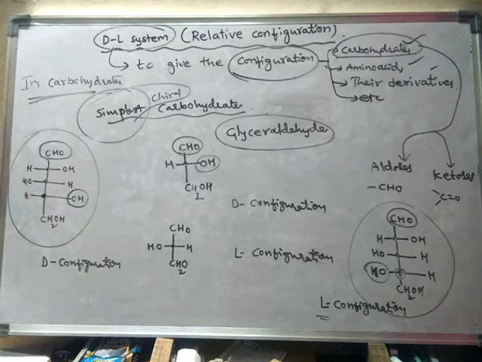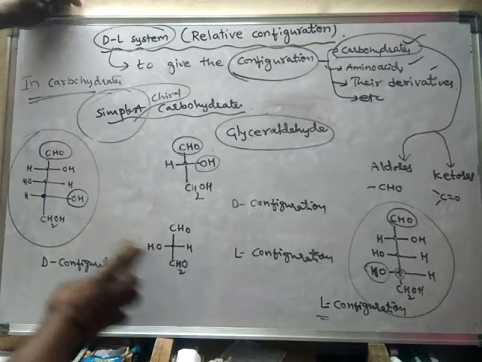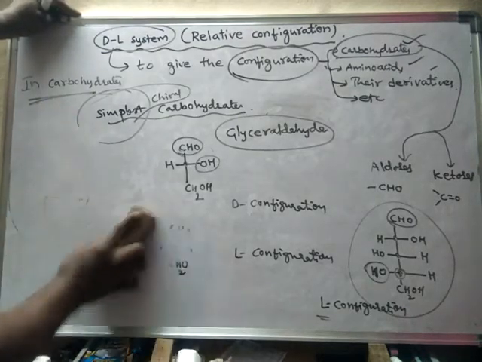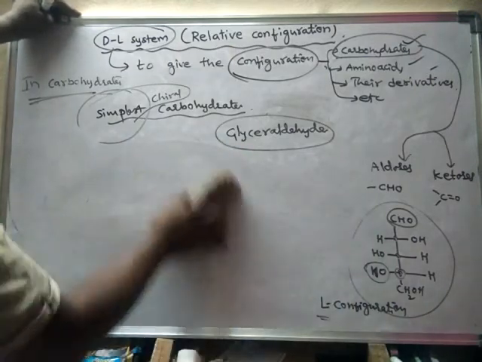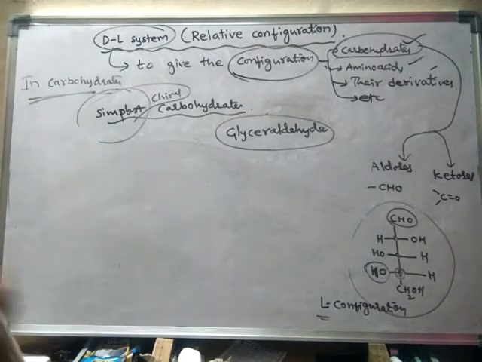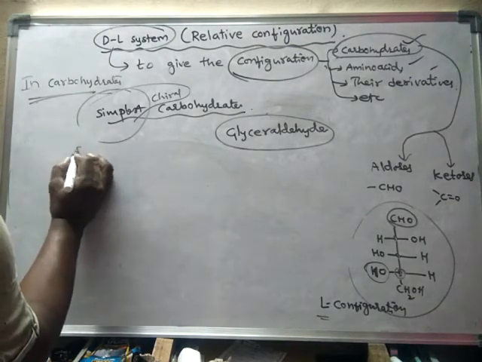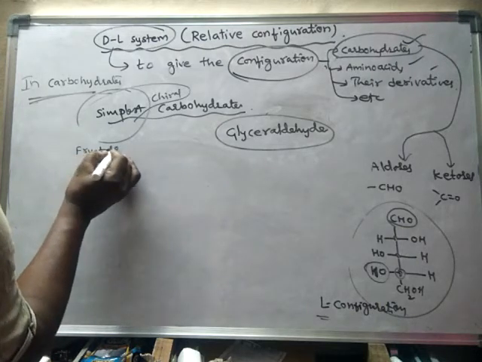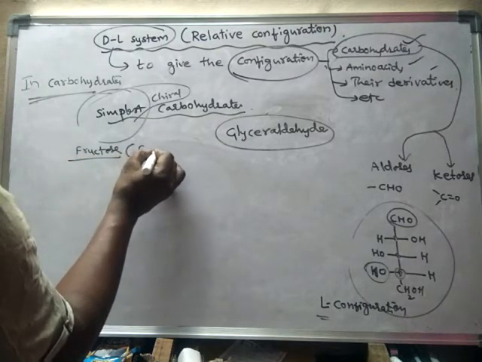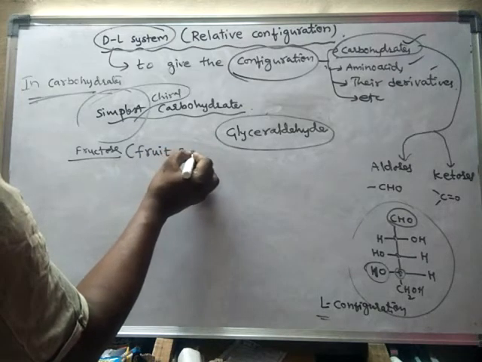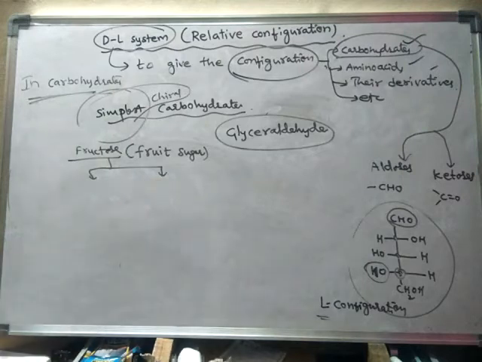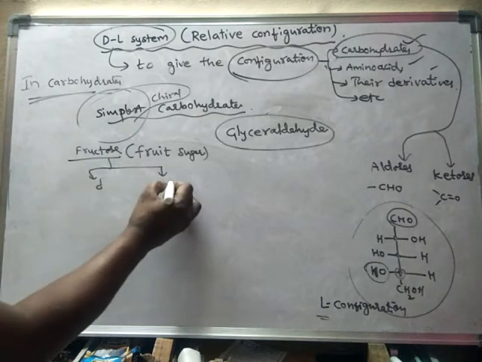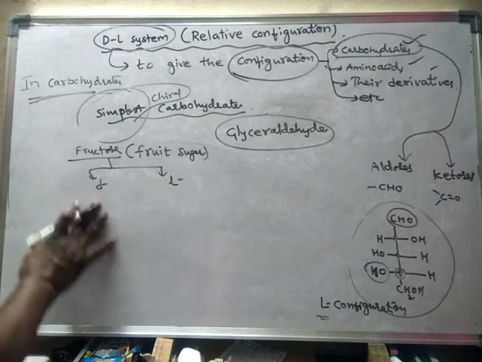let us take another example, fructose. What is fructose? Fructose is called fruit sugar. Fructose is available in two configurations, D configuration and L configuration. Okay, D-fructose and L-fructose.